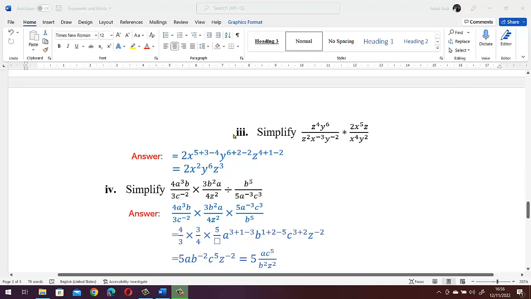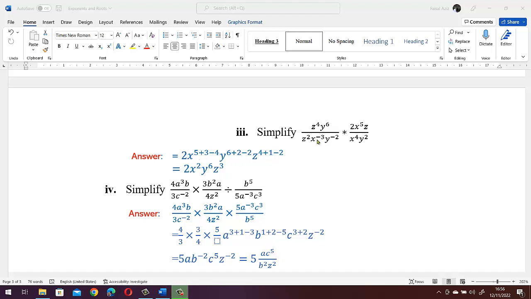Let's have a look at this question. We need to simplify this expression. Z power 6, z power 4 and y power 6 divided by z square and x minus 3 and y minus 2 multiply by 2x5z divided by x4 and y power 2. So the same thing, first I will set aside its constant first. So the constant we can write first, and then we can see here that we have one variable which is x power 5. So it will become x power 5.